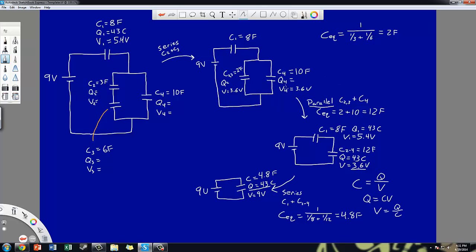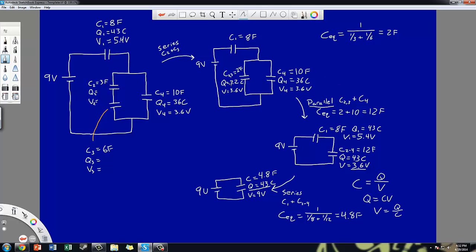Knowing this now, I know the capacitance and I know the voltage, so I can solve for charge, which again is capacitance times voltage. So I'm going to do that for each of these. 3.6 multiplied by 2 gives me 7.2 coulombs, and 3.6 multiplied by 10 gives me 36 coulombs. So at this point, I have C4 also figured out: 36 coulombs and a voltage of 3.6.